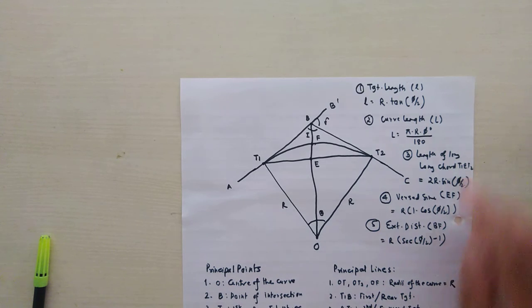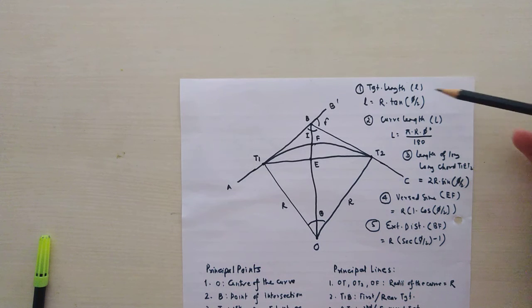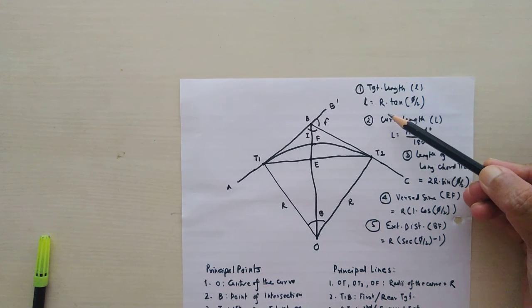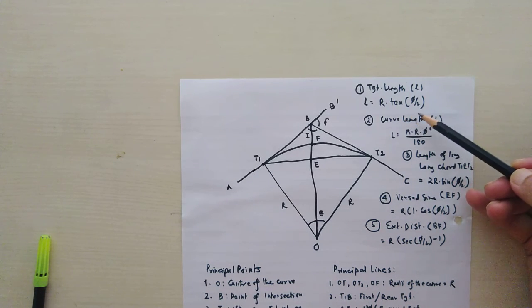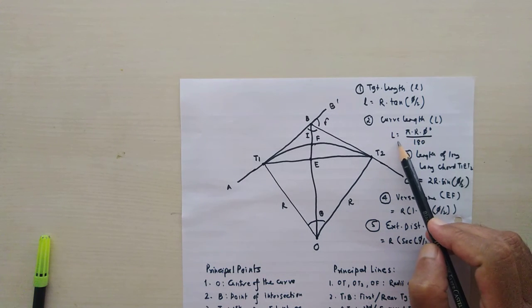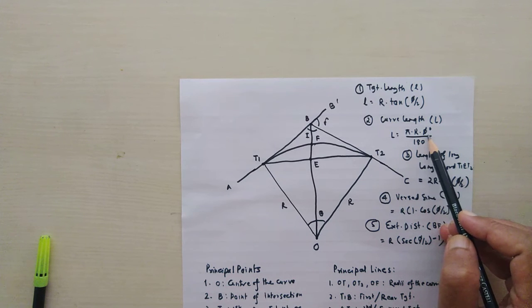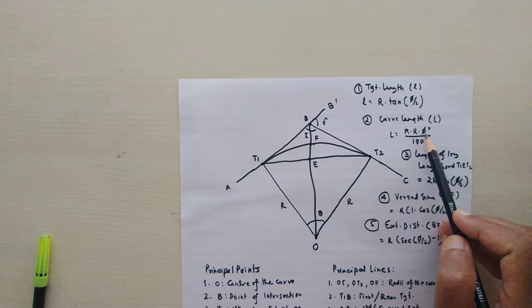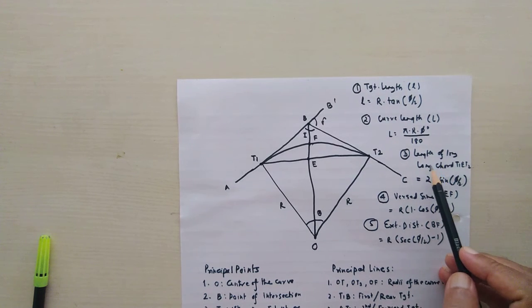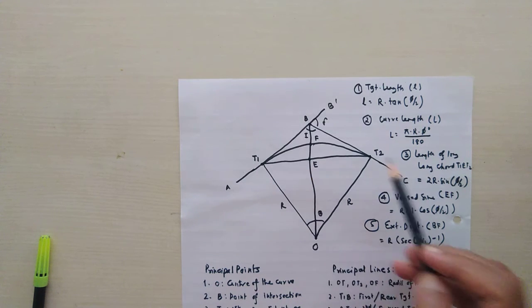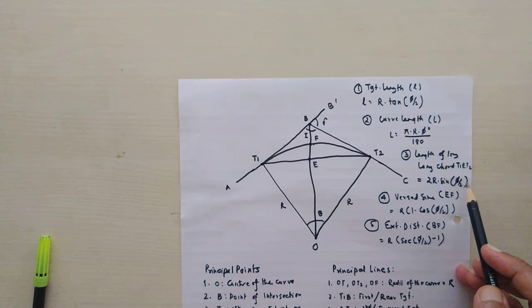The first element is the tangent length, denoted by small l, and the formula to work out tangent length is small l equal to R into tan phi by 2, where R is the radius of the curve. The second one is the curve length. It is denoted by capital L, and curve length L is equal to pi into R into phi degrees divided by 180, where R is the radius of the curve and phi is the deflection angle. Then the next element is the length of long chord, T1ET2, and that is equal to 2R sin phi by 2.